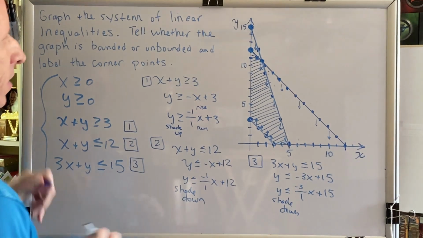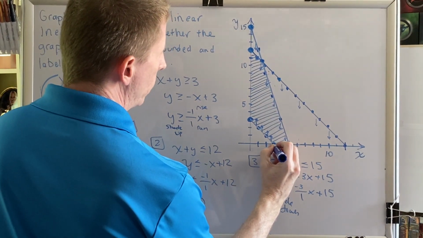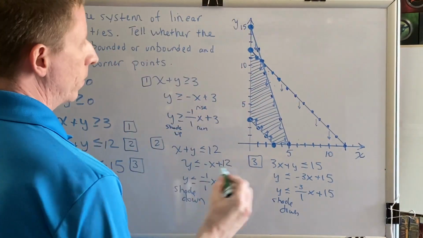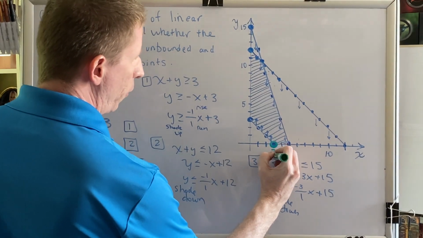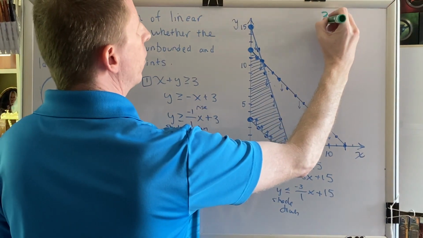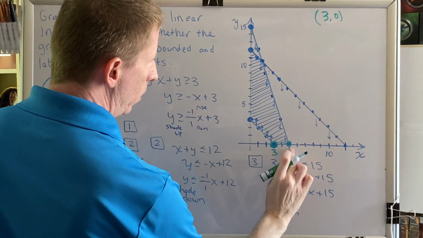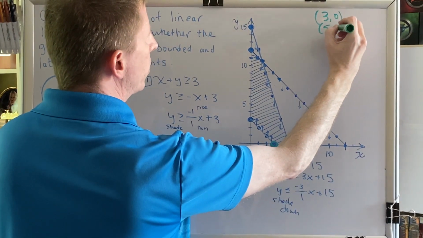So, as is often the case, 4 of the corner points are easy. It's the 5th one that's tricky. So let's go ahead and label those corner points. I'm going to change colors so that they really stand out. So we've got this point right here, which has an x-coordinate of 3, and because it's sitting on the x-axis, it has a y-coordinate of 0. So 3, 0. We have this point right here, which has an x-coordinate of 5, so that's 5, 0.